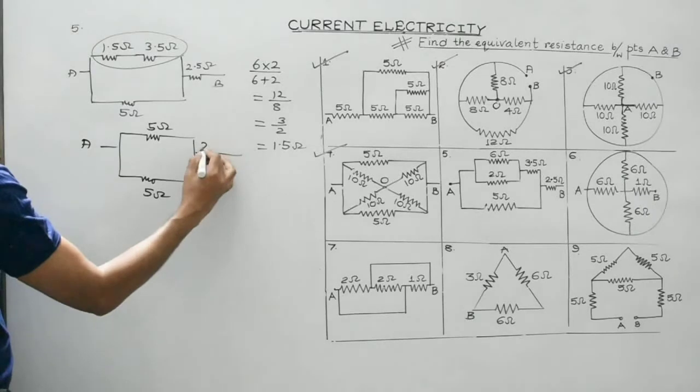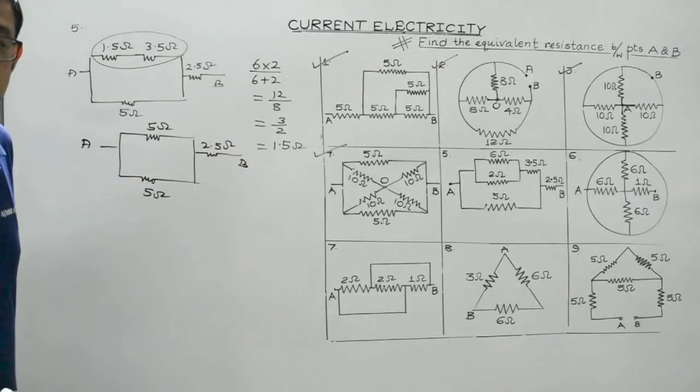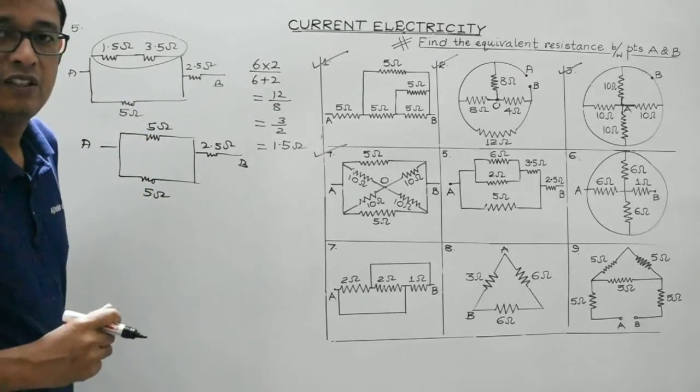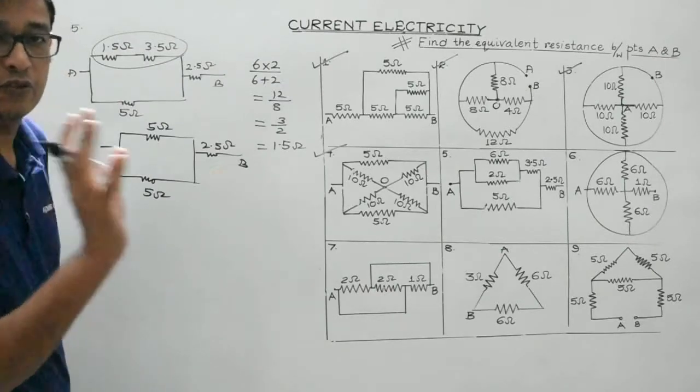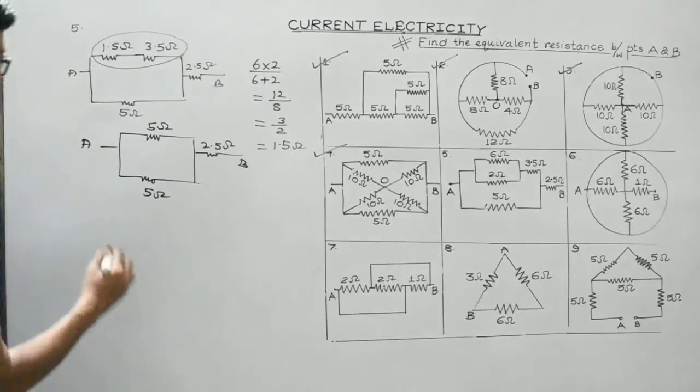And there is 2.5 ohm. These two are in parallel. Again, parallel and having the same value of resistance. So their equivalent parallel resistance would be half of the given value. 5 parallel, it will give us a resultant of 2.5.